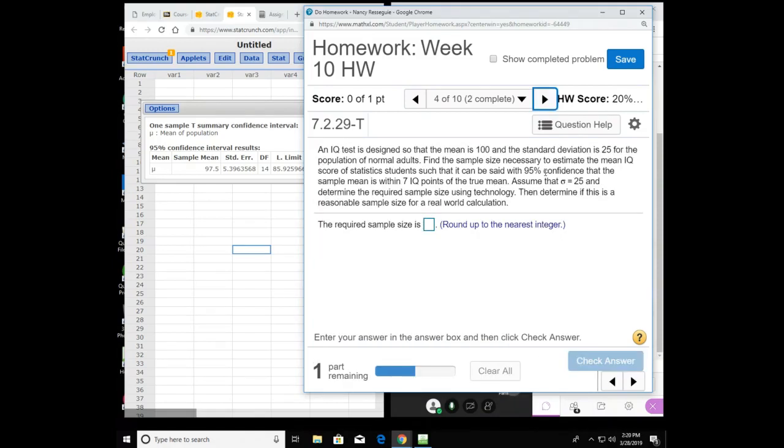This is why I was saying it's really important to read the question and figure out what they're asking for. This one is not asking you to find a confidence interval, it's asking for the required sample size. So what this is asking you for is to use that minimum sample size formula. This is a different one than what you did for your M&M project because this has to do with means, not proportions. So this is a different formula.